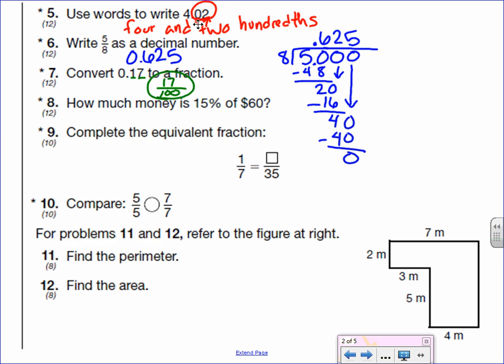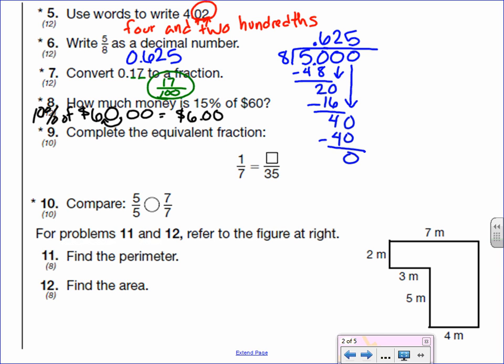Well, the easy way to figure out percents is to deal with tens. 10% of anything, you take the decimal point and you move it one place over to the left. So if I have $60, then the decimal point is right after the 0 after the 60. So 10% of 60 means I move the decimal point over one place to the left. So 10% of 60 is $6.